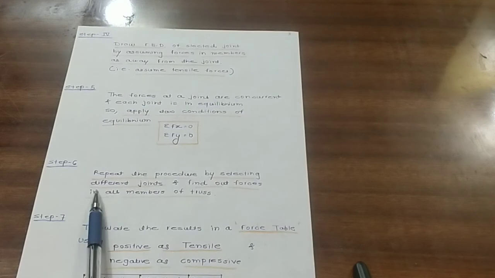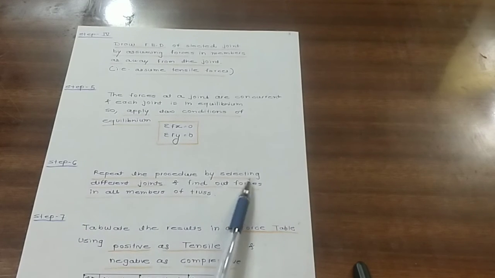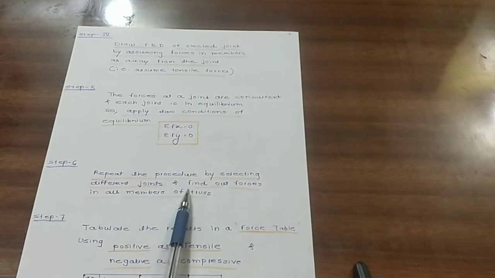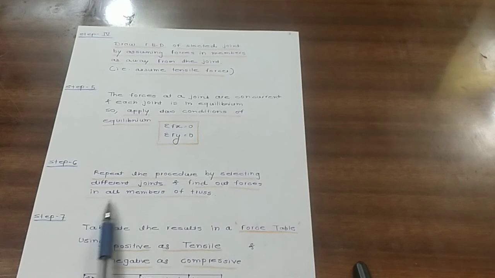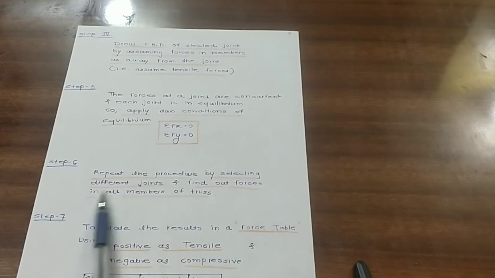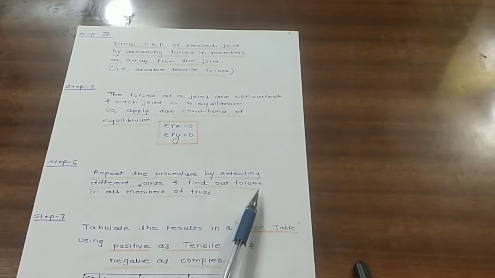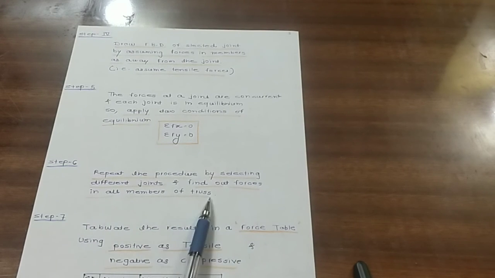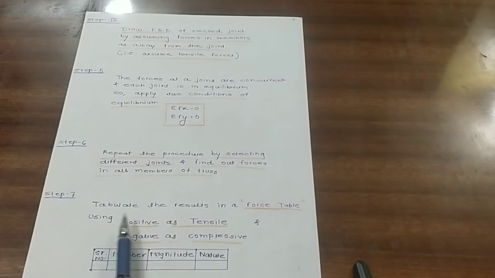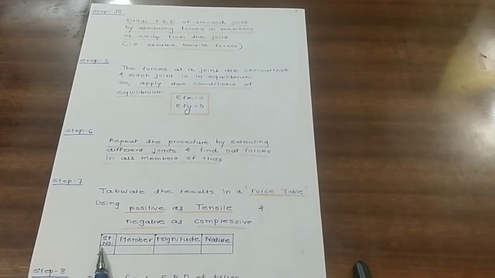Then step number 6, repeat the procedure by selecting different joints and find out forces in all members of a truss. And last step, step number 7, tabulate the result in a force table using positive as tensile and negative as compressive. In the last step you have to prepare a force table.